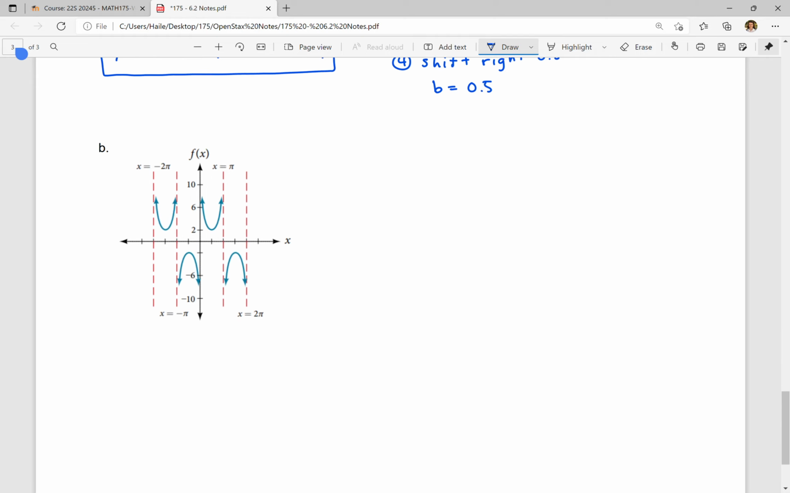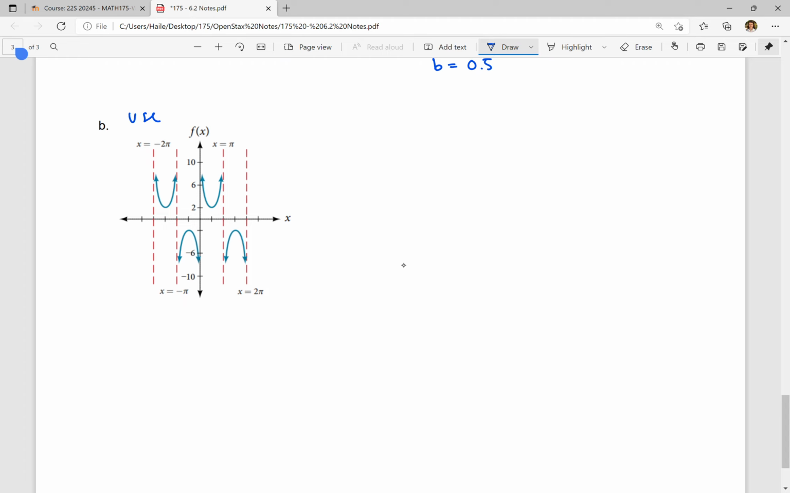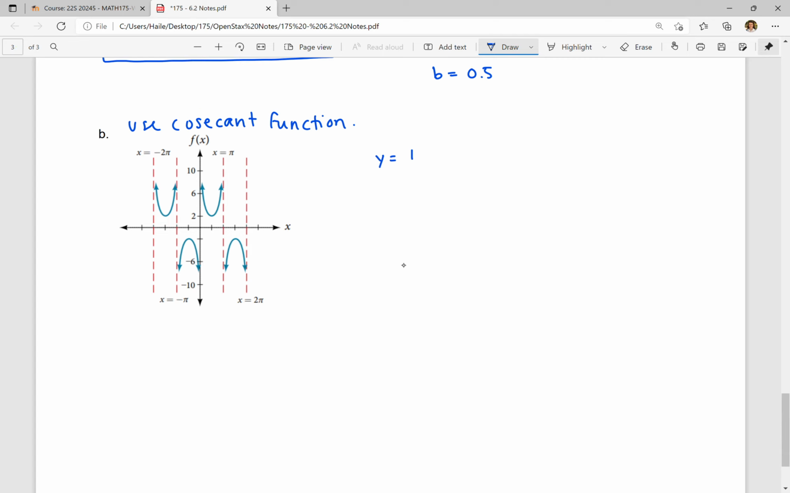So for this next example, we're going to use the cosecant function. So let's just start by writing out our general cosecant function. So we have y is equal to d plus a times cosecant of k times x minus b. Okay, so once again, we need to find d, a, k, and b. So first of all, let's find d. So there's no vertical shift, so d is equal to 0.